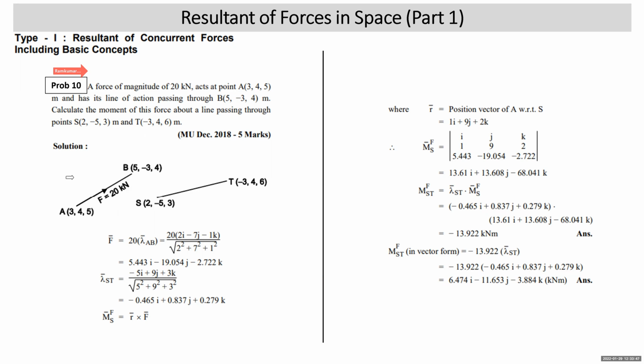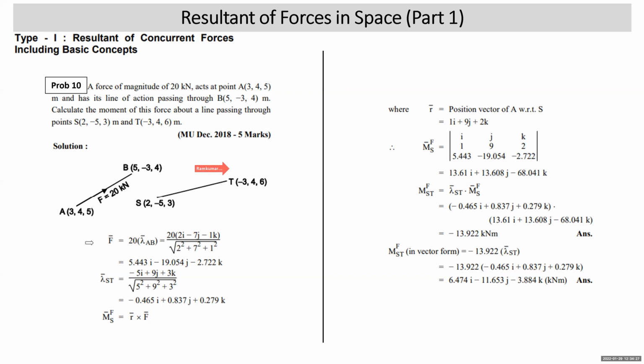Now, again, we have drawn a working diagram. In this working diagram, first I have shown my force, called F equal to 20 kN. I have shown it is acting at A and its line of action passing through B. That means it is acting from A towards B. Coordinates of point A are 3, 4, 5. Coordinates of point B are 5, -3, 4. You want to find the moment of this force along the line ST, right? We have drawn the line ST. It appears that both the force and the line are in a plane, but they are not in a plane. This is a working diagram. Coordinates of point S are 2, -5, 3. Coordinates of point T are -3, 4, and 6.